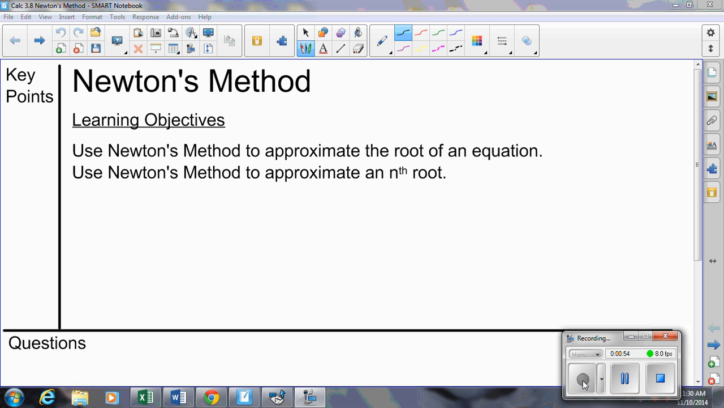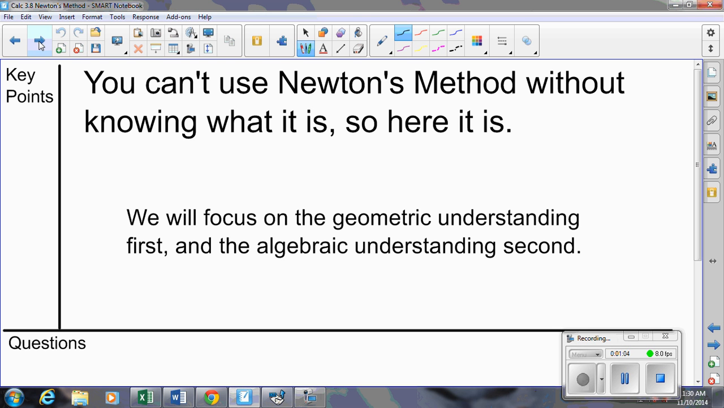We will use Newton's method to approximate the root of an equation, and also to approximate the nth root of a number. And so before we start looking at any kind of examples, you have to understand the basic outline behind what's going on, what it is trying to do. You have to understand what Newton's method actually is. And so we'll focus on the geometric understanding before we start doing it algebraically.